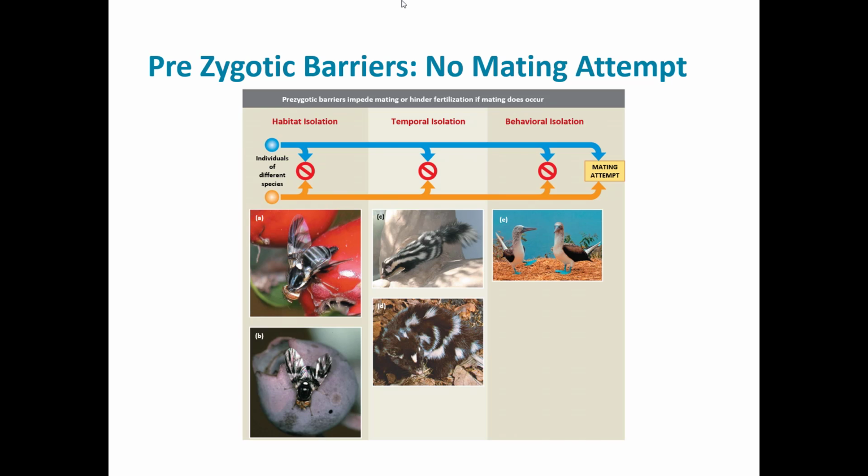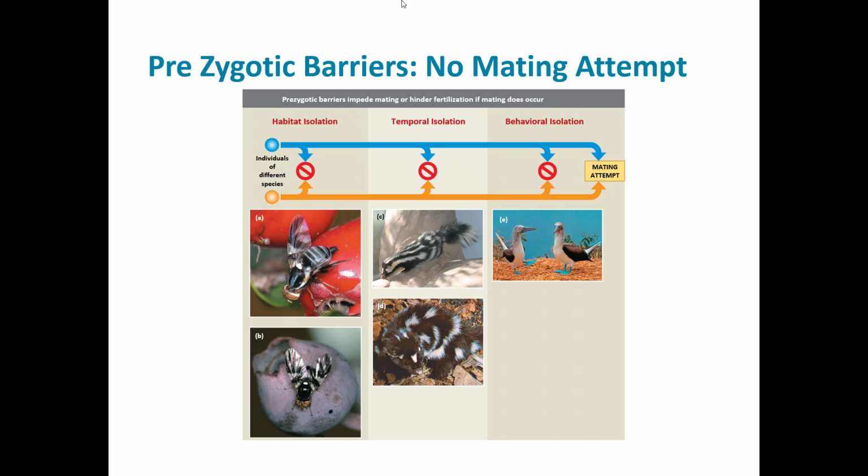First of all, these examples are pre-zygotic barriers, meaning no zygote is made. There is no fertilized egg. Remember, a zygote is a fertilized egg. That doesn't happen in these cases. The first one is habitat isolation, meaning we have, for example, here two flies.